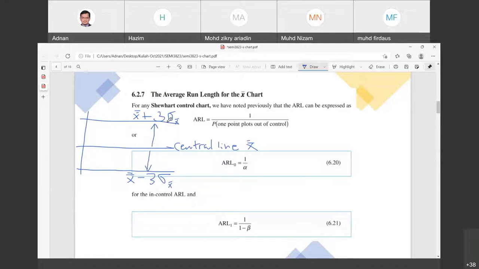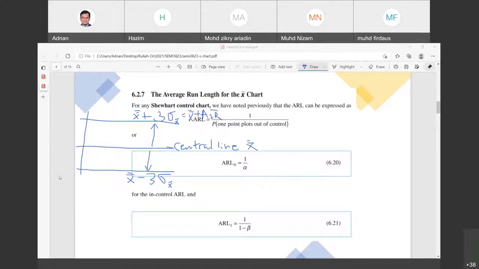Of course, this one we can simplify like we have discussed earlier: X double bar plus A2 R bar. So this one will be simplified to X double bar plus A2 R bar. Similarly, also at the bottom. So that is just a review there.